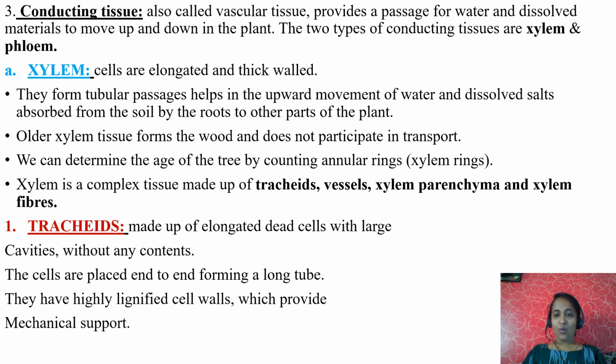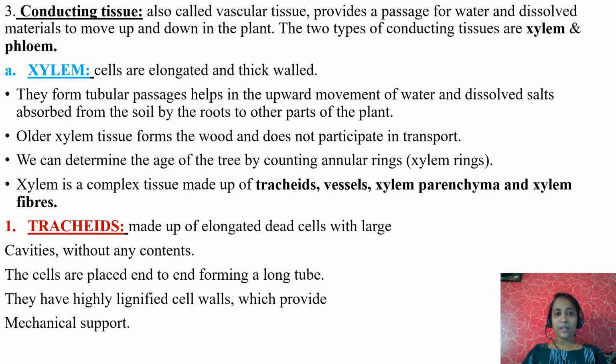Xylem conducts water and mineral salts from the roots to other parts of a plant body, and phloem conducts food from leaves to other parts of a plant body. Now, first let's discuss xylem. Xylem cells are elongated and thick-walled. Xylem and phloem are also called complex tissue. The tissue is made by more than one type of cell. That is why it is called complex tissue.